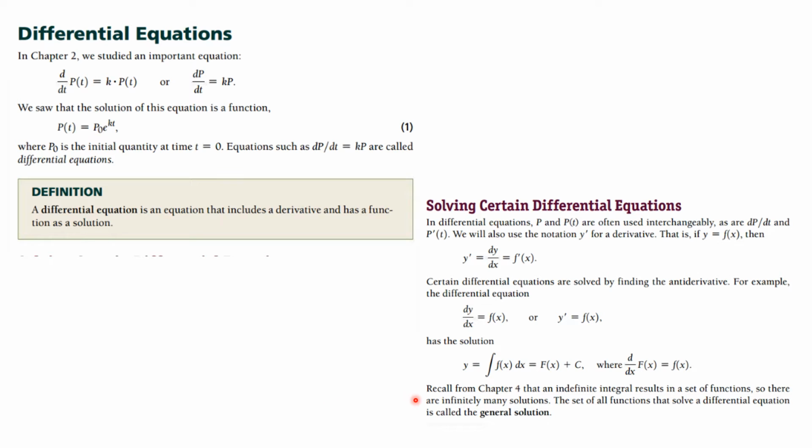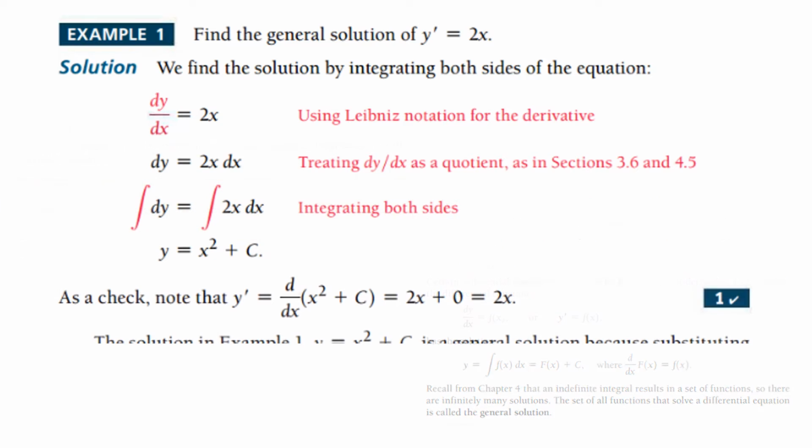So what happens is that an indefinite integral results in a set of functions. So there could be infinitely many solutions, and these are called the general solution when there is an infinite number of such solutions. Let an example be worth 1,000 words then.